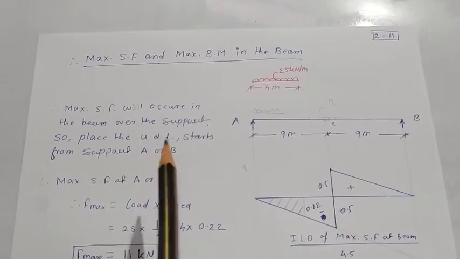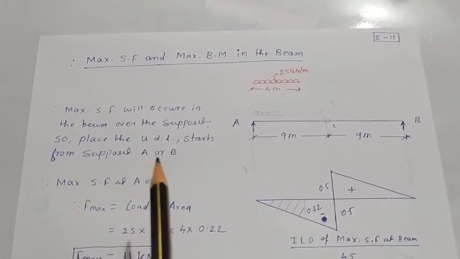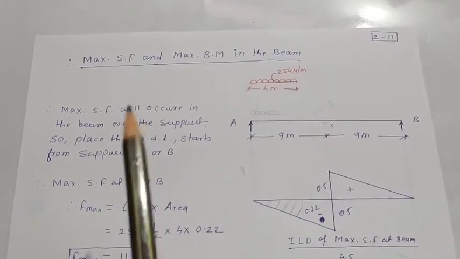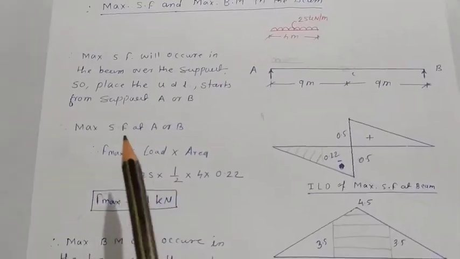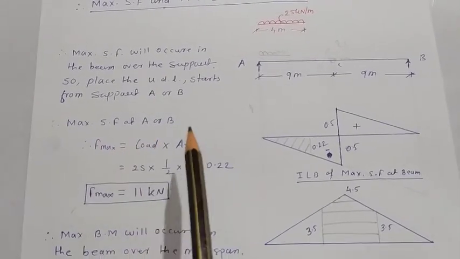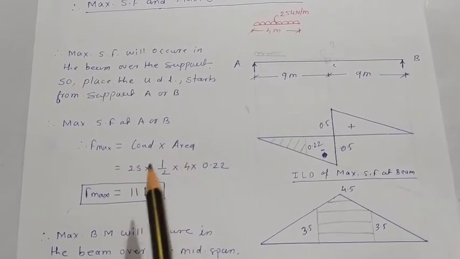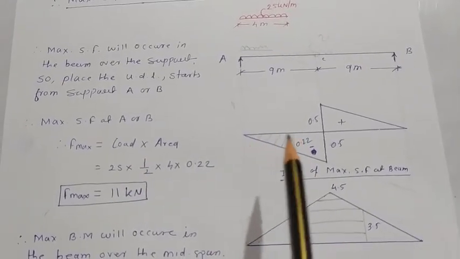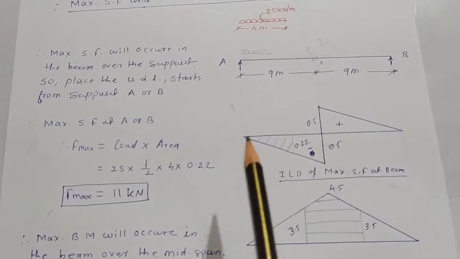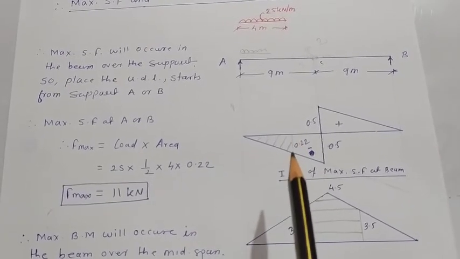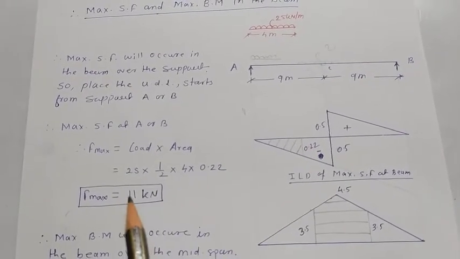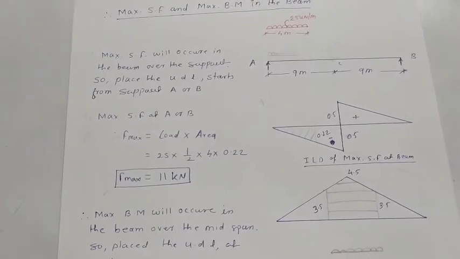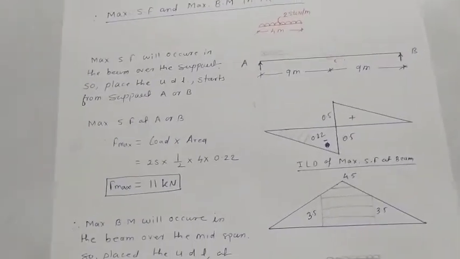Okay. So maximum shear force will occur in the beam over the support. So place the UDL starting from support A or B. Both conditions are the same. Okay. So maximum shear force at A or B is nothing but load into area. Load multiplied by area. This area. Okay. Half base into height. Okay. Our base is 4 meter. Height is 0.22. Okay. You will get the maximum shear force, and maximum shear force is nothing but the reaction.